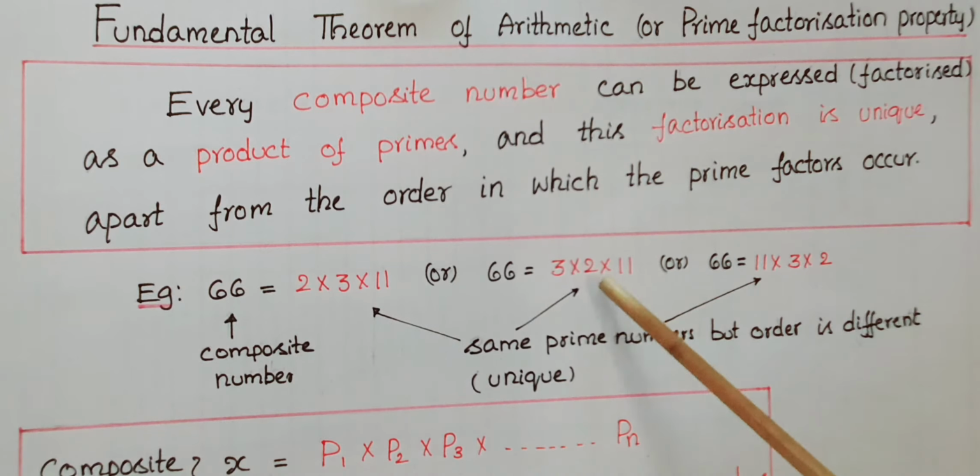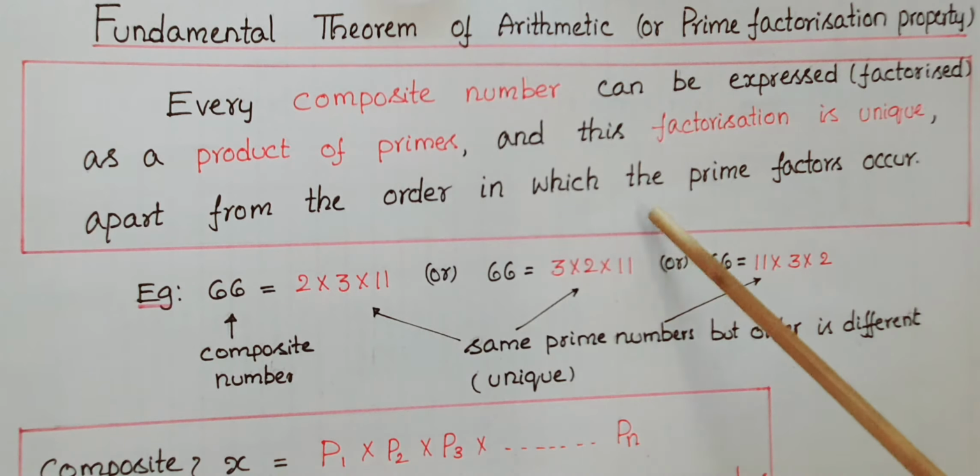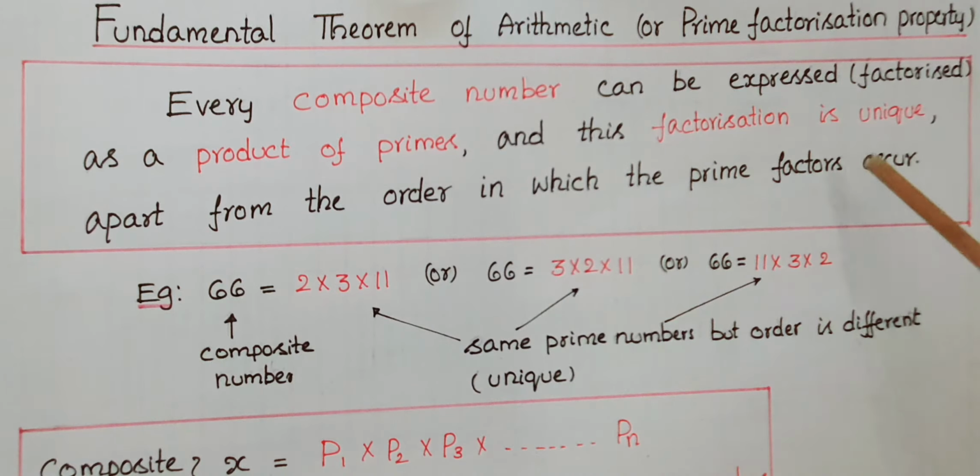So here the prime factors are the same, but the factorization is unique apart from the order in which the prime factors occur. So the factorization is unique, but the order of writing the prime factors is different. This is called the fundamental theorem of arithmetic or prime factorization property.